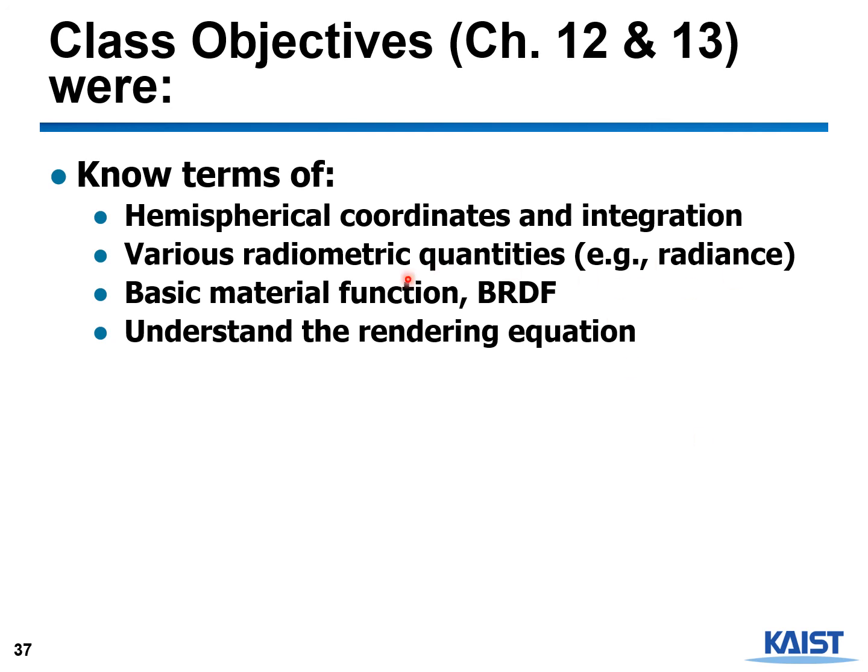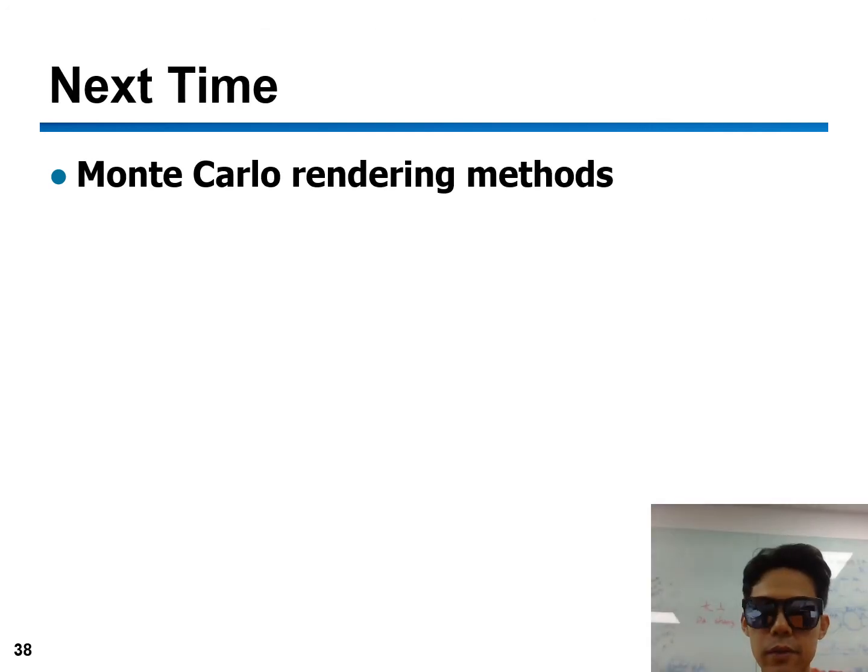Okay, so far I talked about different things. By now, I hope that you can understand the hemispherical coordinate and integration, also the various radiometric quantities. The most important one is the radiance. Also, I briefly talked about the BRDF, the basic material function, and then I talked about how we can derive the rendering equation in the hemispherical coordinate. Also, I briefly talked about how we can convert it into another rendering equation in the area formulation. Okay, so next time I'll talk about Monte Carlo rendering, which starts from this rendering equation, and then we will see how we can solve this rendering equation.